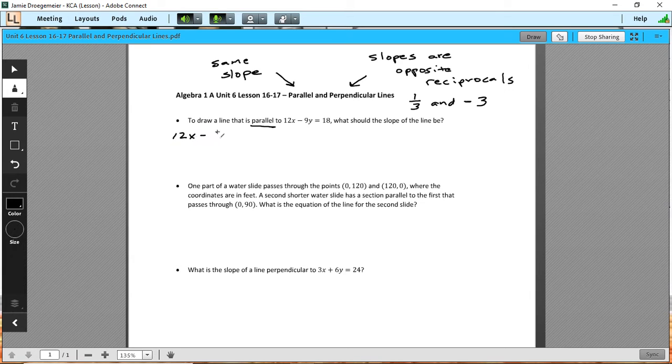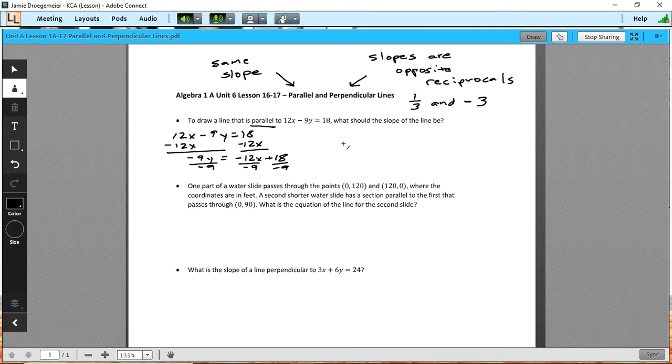So it's 12x minus 9y equals 18. To get to slope-intercept form, I need to get the y term by itself. So I'm going to start by subtracting 12x from each side, which gives me negative 9y equals negative 12x plus 18. And then to get the y by itself, divide by negative 9. Well, you have to divide everything by negative 9.